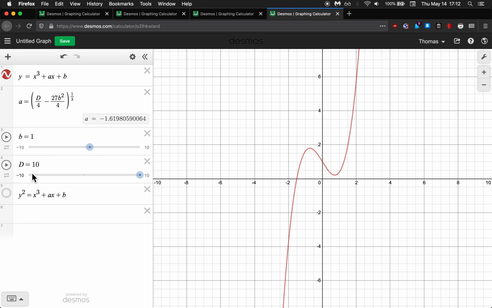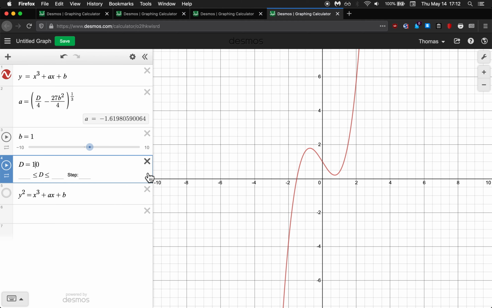But I've introduced a new parameter, capital D, and D is the discriminant. So the reason for this formula here is that I get to pick my discriminant first, and then I get to pick my value of b, and this formula just calculates the correct formula for a so that this curve has capital D as its discriminant. So here I have D equals 10, which is not 0, and I can confirm that my curve in red does not have repeated roots.